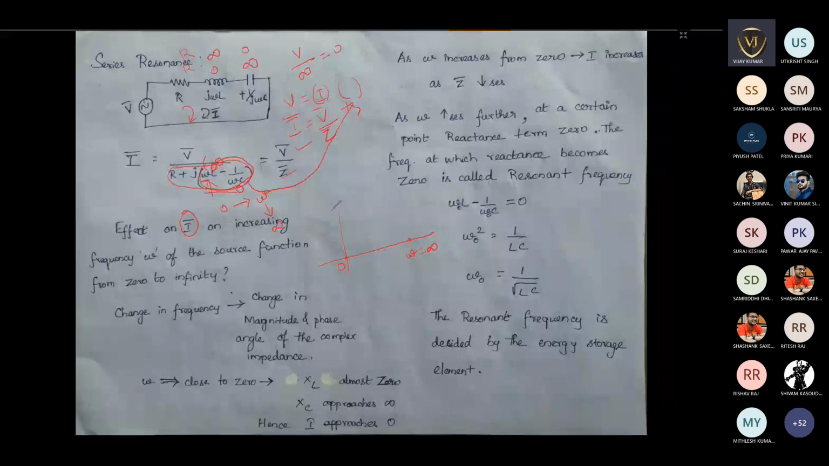What is this? What are we plotting? We are plotting the current. Now, there is one more condition where omega L is equal to 1 by omega C. So at that time you take omega to one side and the remaining term to the other side. So omega square is equal to 1 by LC, and omega is equal to 1 by root LC.